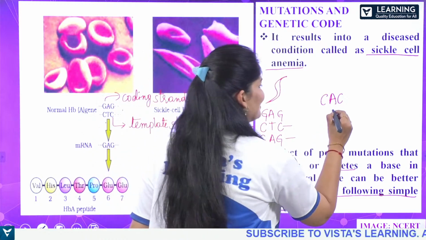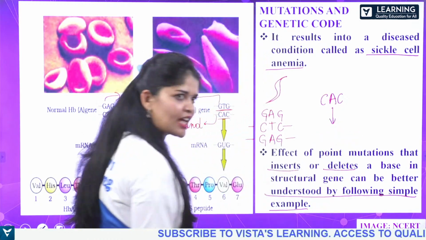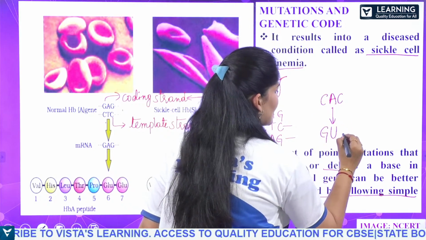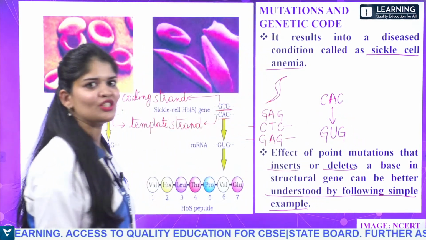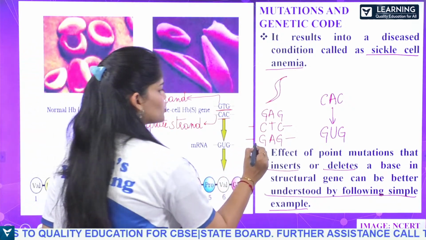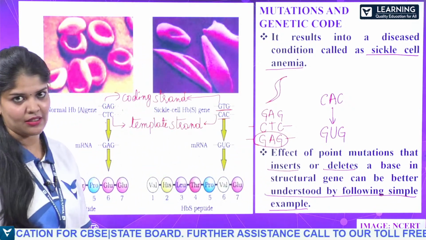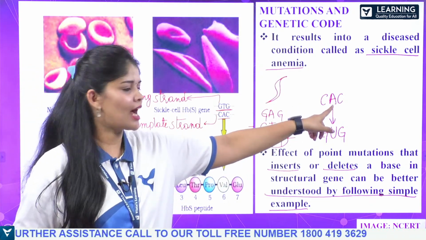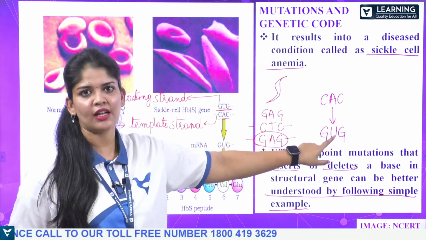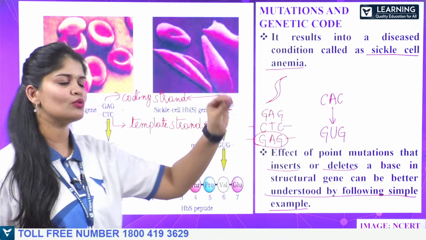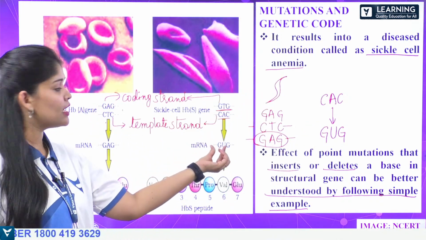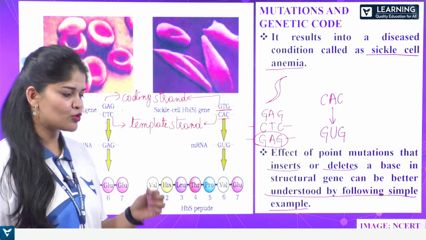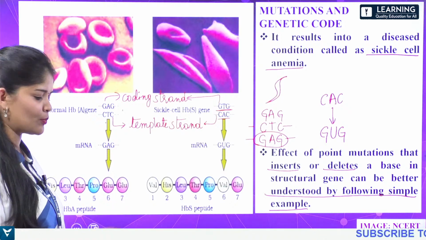So transcription happens, where it will produce G, T has to come, but this is RNA, so U, G. The code has to be GAG. But as there is a replacement of thymine with adenine, it is going to produce a codon that is called GUG. Now this GUG codes for valine in the place of glutamate at the 6th position.